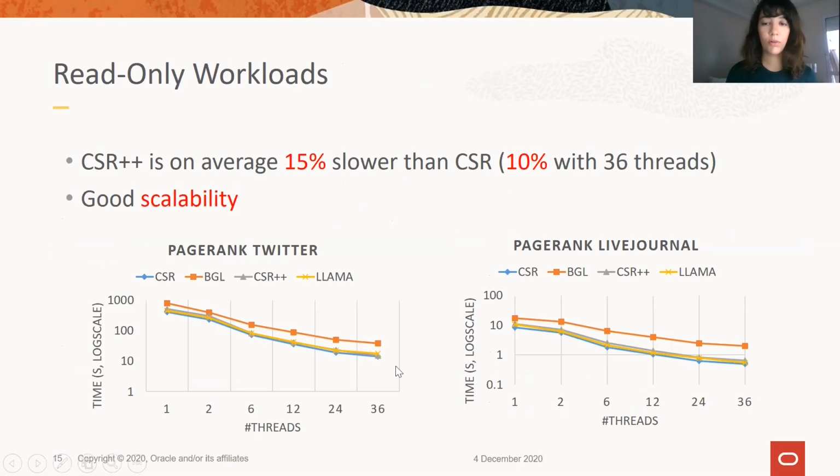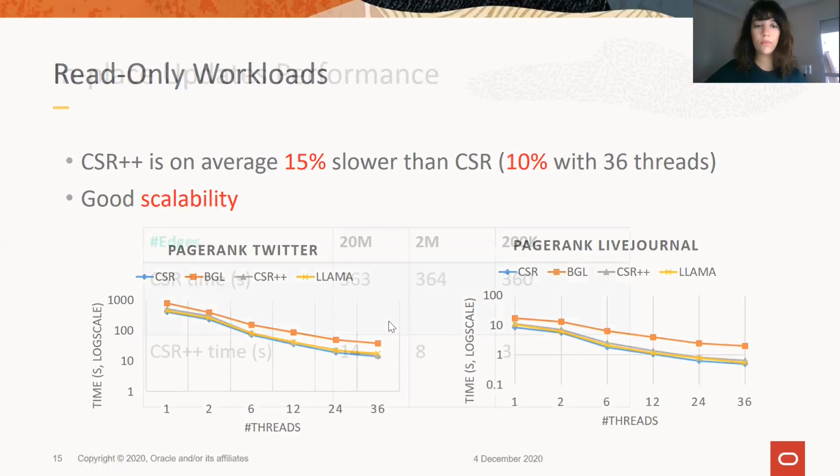First, we're going to start with the read-only workload. This is the example of the two PageRank algorithms that we perform on the Twitter and LiveJournal graphs. As we see here, CSR++ is very close to the fastest read-only data structure, which is CSR. It is also close enough to Llama, with only a 15% overhead slowdown compared to CSR. This shows that CSR++ is a very scalable data structure, and it scales well with the number of threads as well as the size of the graphs.